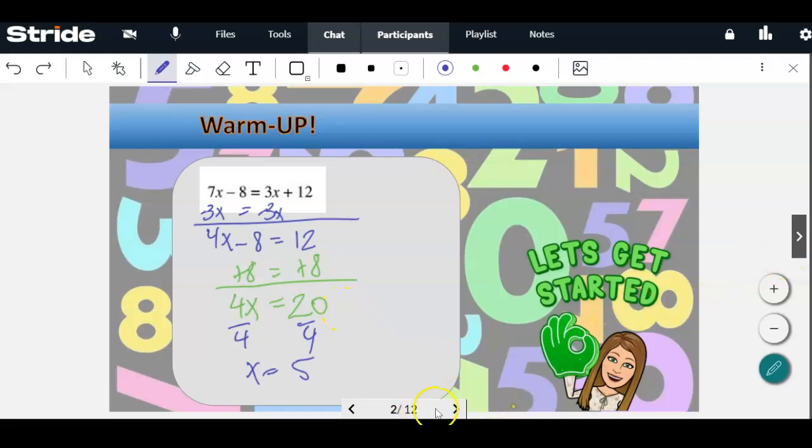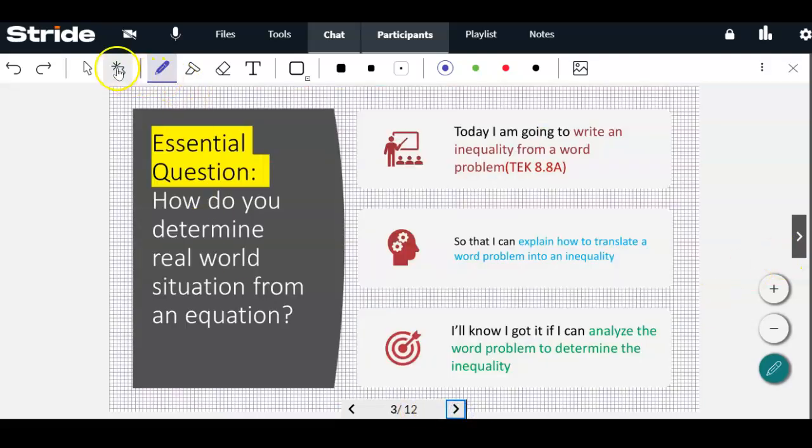All right, so today our essential question is, how do you determine real-world situations that should be written as inequalities? Today I'm going to write an inequality from a word problem so that I can explain how to translate a word problem into an inequality. I'll know I got it if I can analyze a word problem to determine the inequality.